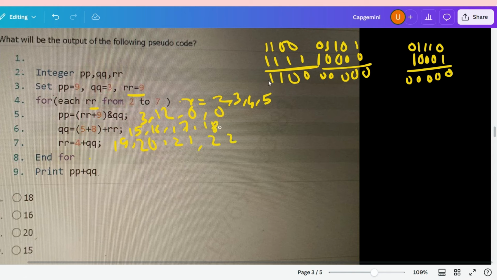Okay, this is 18. In the next iteration, r is 6, and we have to iterate up to 7. So 6 plus 9 is 15, and q is 18. So 18 AND 15. 18 means 10010, since after 17 comes 18. And 15 means 1111.